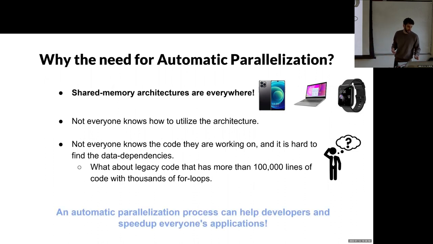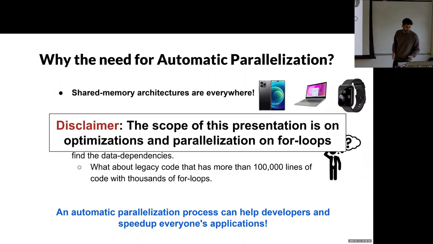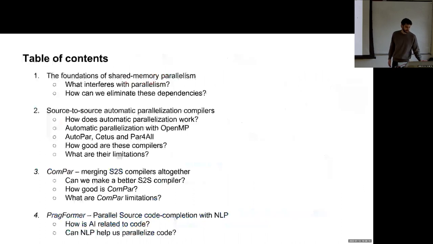So people saw the solution in an automatic parallelization approach, to apply these parallelization paradigms and speed up the applications. So a disclaimer for this presentation: I'm going to talk only about optimizations and parallelization of for loops and not SPMD, if you know, with MPI and things like that.